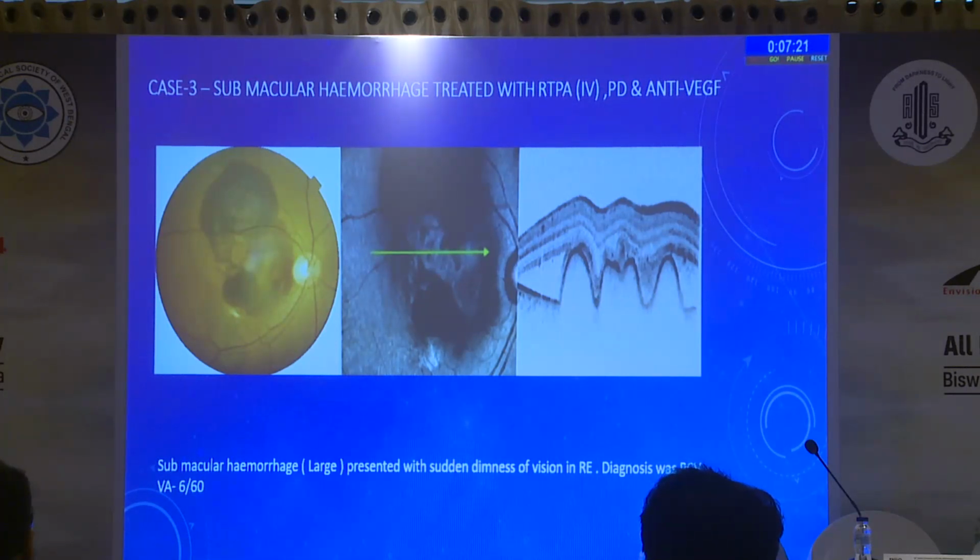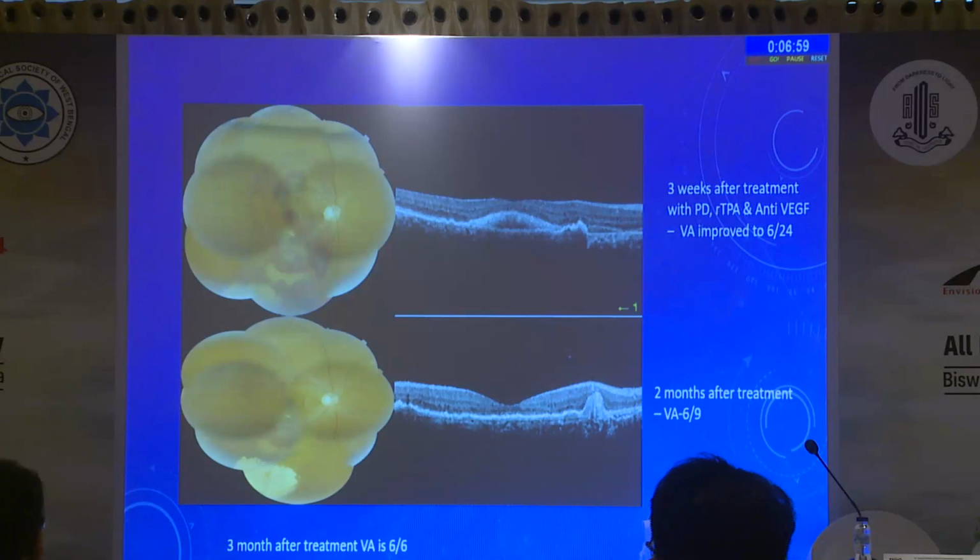So we planned for intravitreal tPA and pneumatic displacement with anti-VEGF, considering this a case of PCV. This happened to be one of the leading cardiologist's wives, so I was a little apprehensive about taking this case for subretinal tPA. So let's see with intravitreal tPA, as less intervention will be required. The vision was 6/60, but this patient did pretty well.